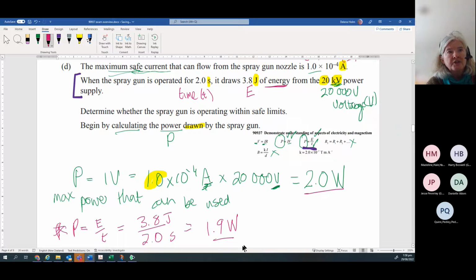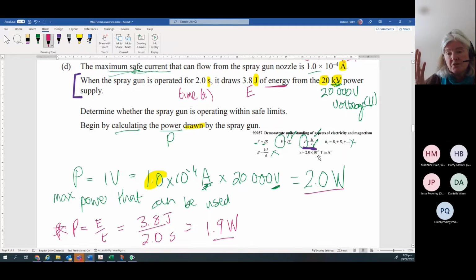I could have then worked out the current and seen if the current was going to be bigger or smaller than that. But any questions of how to approach these types of questions? If you don't know what you're doing, it doesn't matter as long as you know the quantities, the symbols, and the units. Because once you can identify what these quantities are, you just look up in the resource booklet for an equation you can use.